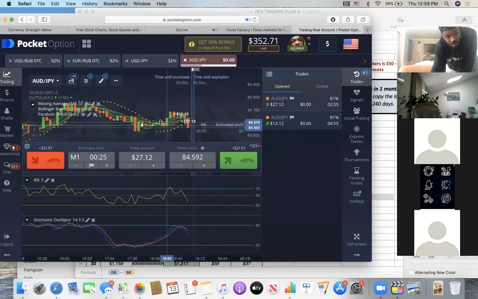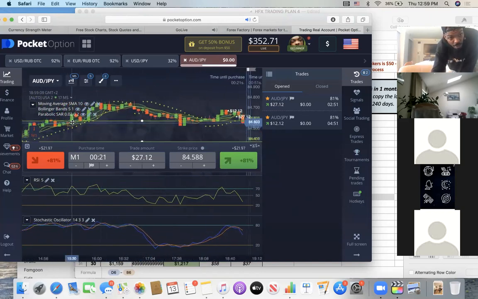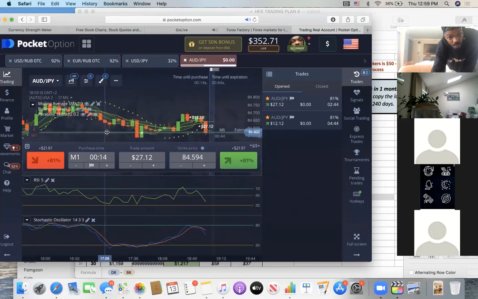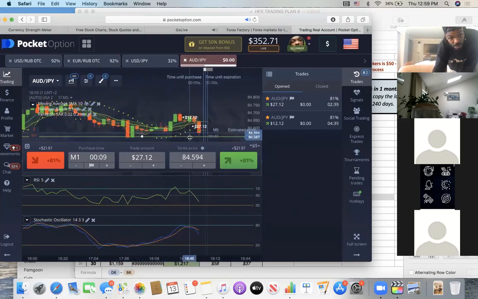Where is it going to? Oh, snap. Y'all see that big green 60 seconds candle, baby? In and out with the bag. Boom, red candle right there. Let's go, baby. Let's go, let's go, let's go. Dang, look at it. It rejected right off that.